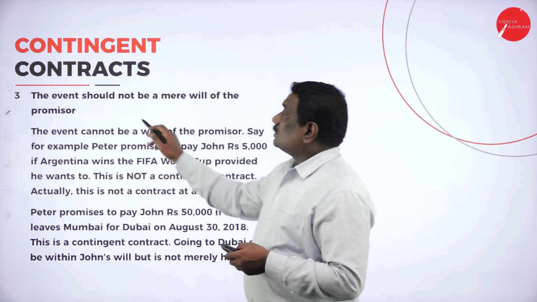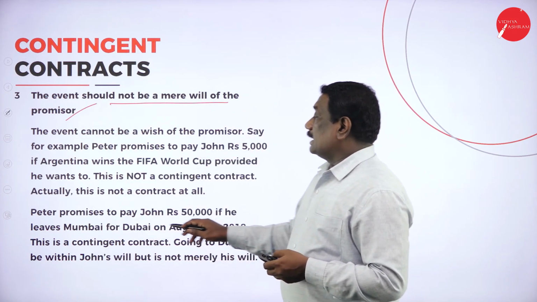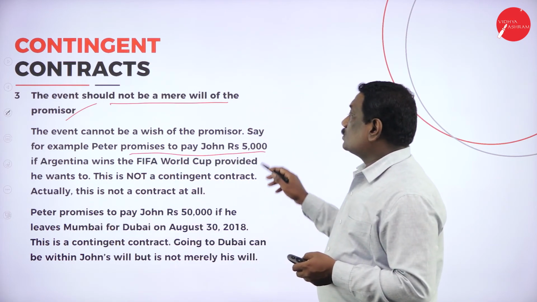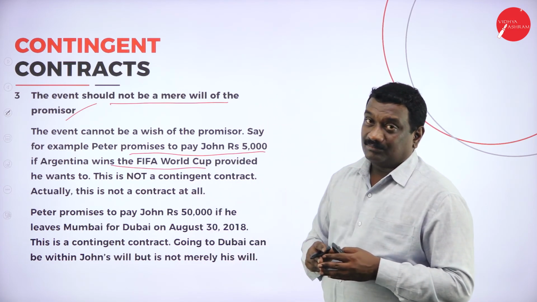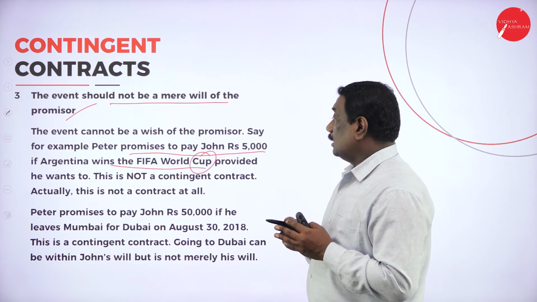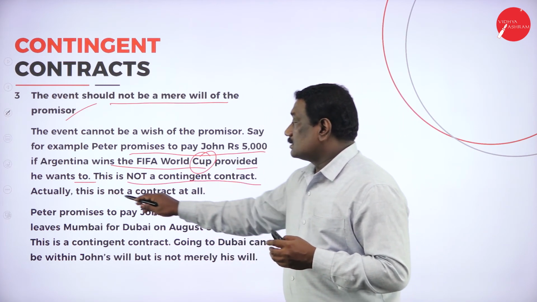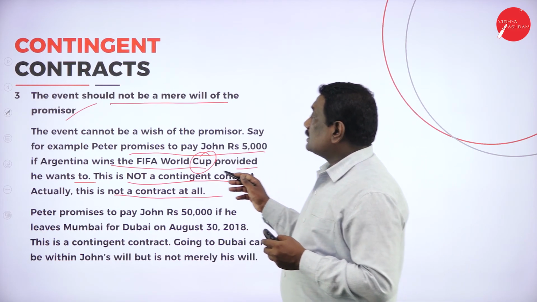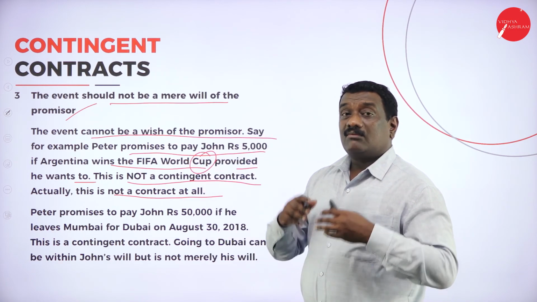The third one is that the event should not be merely at the will of the promisor. Let us see an example first, then we will understand the concept. Peter promises to pay John 5,000 rupees if the Argentina team wins the FIFA World Cup, provided he wants to. Then this is not a contingent contract. Actually, this is not at all a contract, because the event cannot be the wish of the promisor.